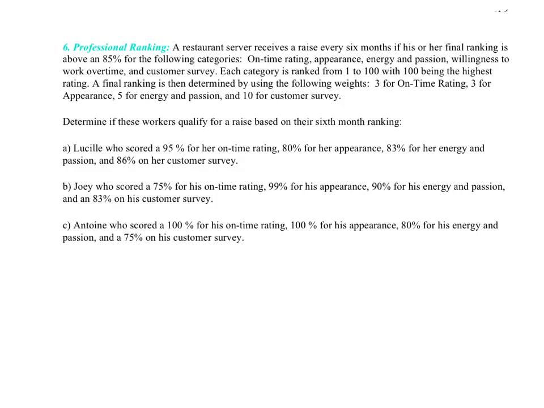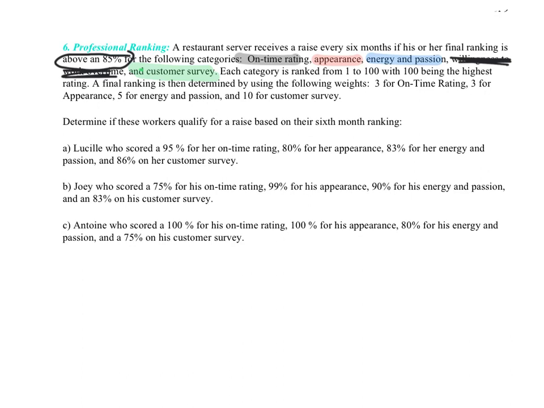A restaurant server receives a raise every 6 months if his or her final ranking is above an 85 for the following categories. We have an on-time rating, appearance, energy and passion, and I'm going to drop off this category, customer survey. So that's going to be our fourth category. So we're going to have on-time rating, appearance, energy and passion, and customer survey.